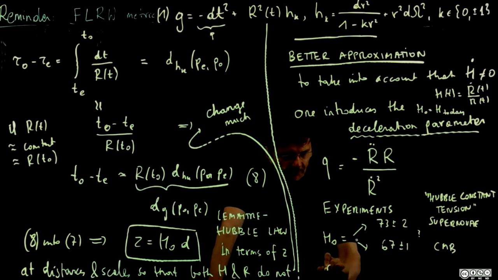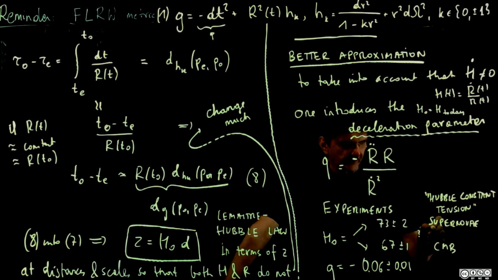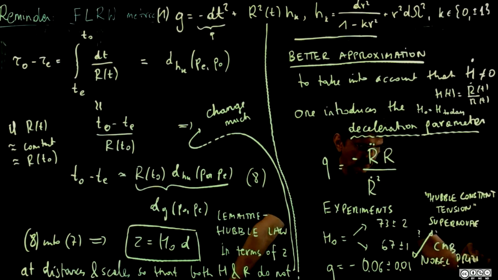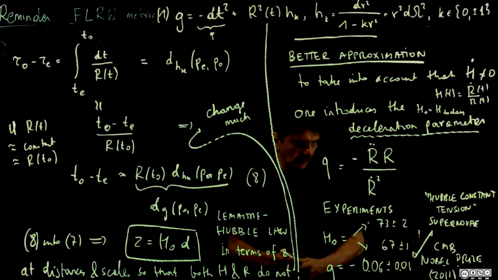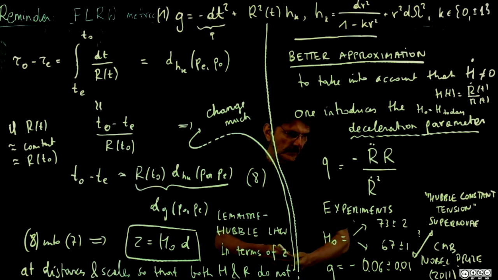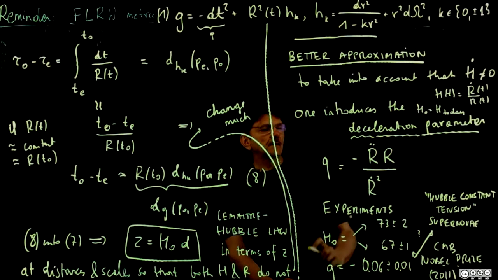And now Q is equal to minus 0.006 plus minus 0.0001. This is coming from the supernova. And this number is worth a Nobel Prize. It's a Nobel Prize, 2011, Perlmutter, Schmidt, and Riess. Observation of supernova shows that the Hubble constant is actually changing in time.